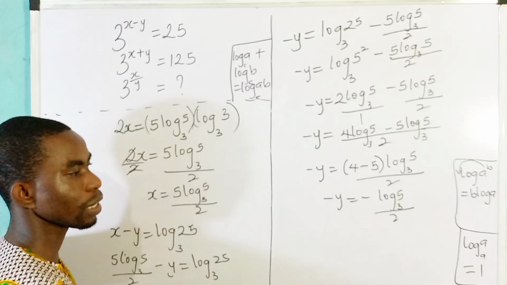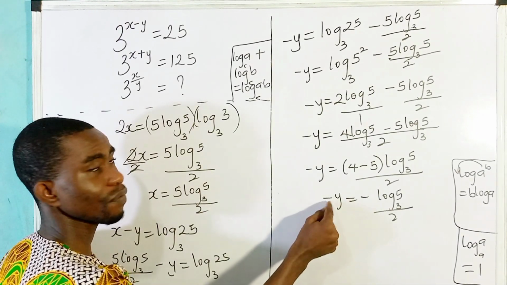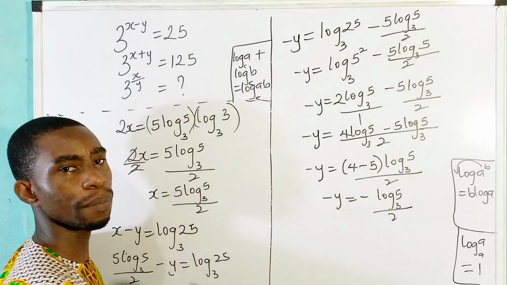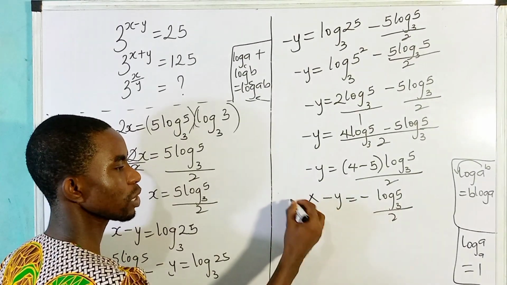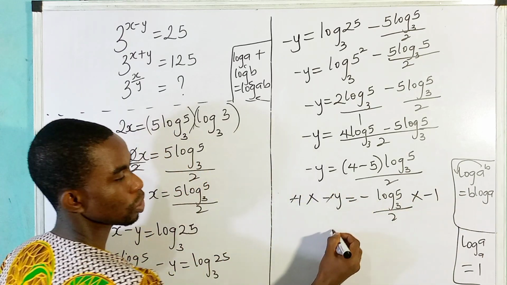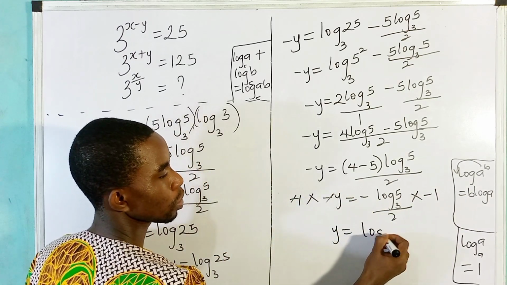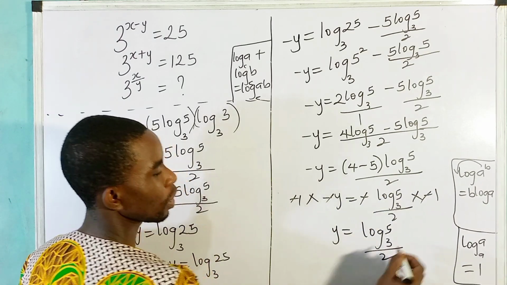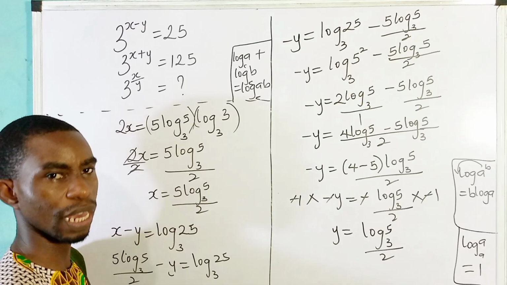Is that the value of y? Not yet, because we have a negative attached to y. So to get the value of y, multiply both sides by minus 1. We multiply this by minus 1, same thing here. This is going to cancel out this minus. Y will be equal to log 5 base 3 over 2. So we've gotten the value of x and y.